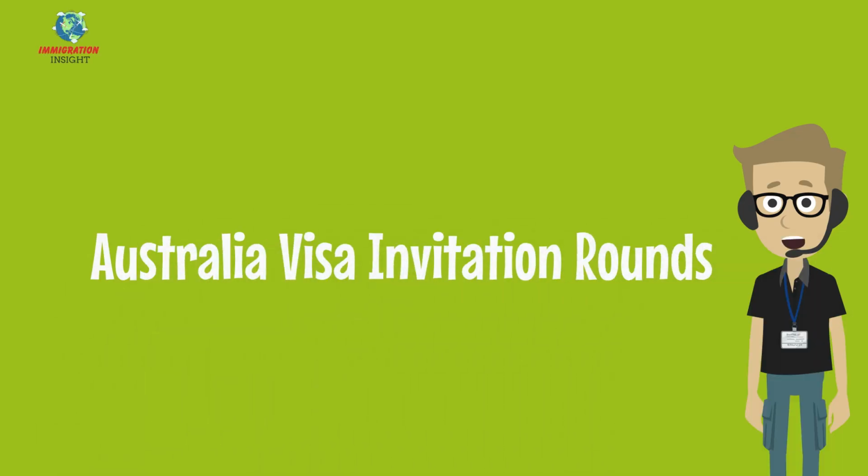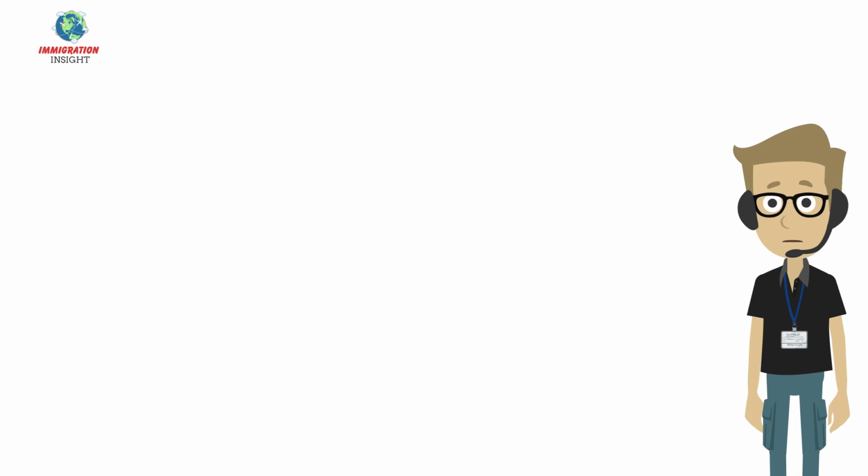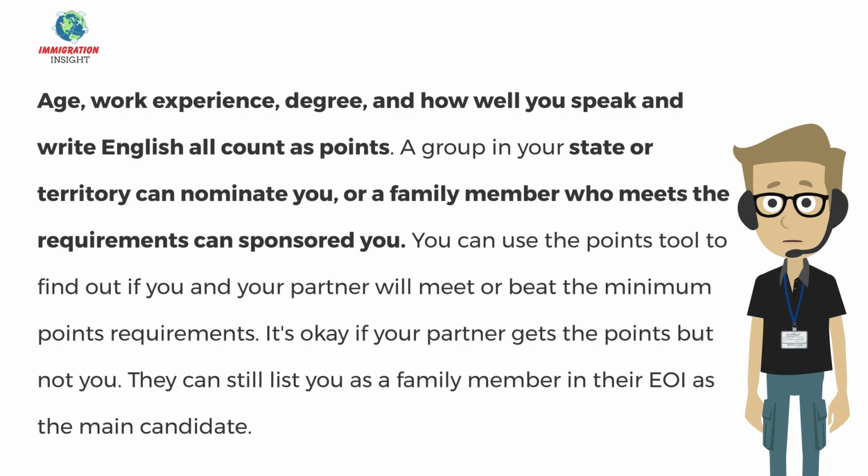Australia Visa Invitation Rounds. There are multiple invitation rounds possible through SkillSelect, with the first one beginning on the 11th of every month. How many offers are sent out depends on how many applications the department is processing at the same time. The department's website shows the results of each round. Individuals qualified in point occupations who submit an EOI that meets or exceeds the points requirements are encouraged to apply for a skilled visa. Age, work experience, degree, and how well you speak and write English all count as points.